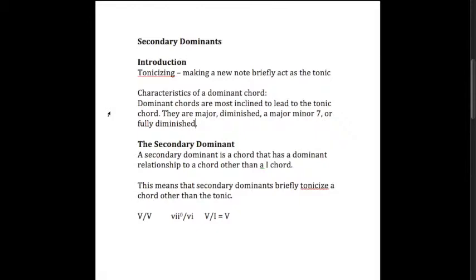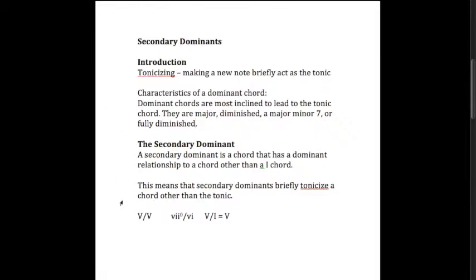Those are the characteristics. So now that we've covered those, a secondary dominant is a chord that has a dominant relationship to a chord other than a 1 chord. So it is briefly tonicizing a note that is not the tonic by having a very strong pull to that new note. It's such a strong pull that it can be classified as a dominant relationship.